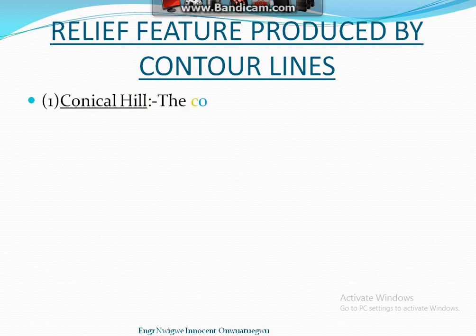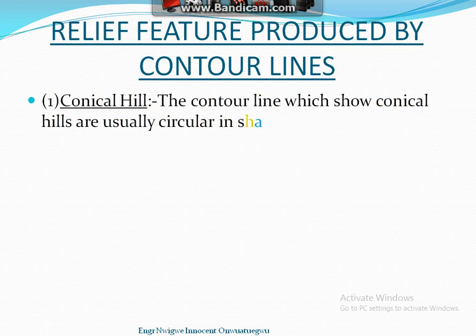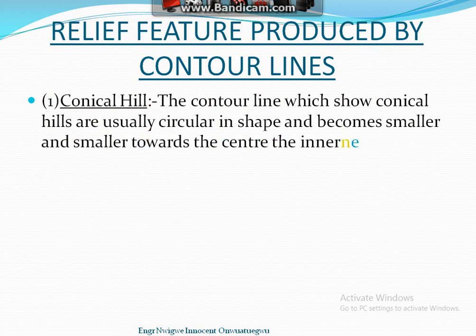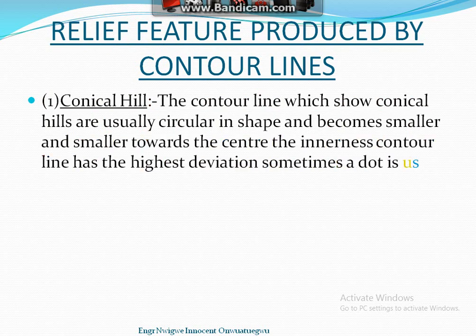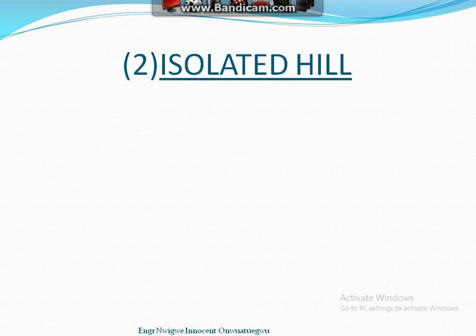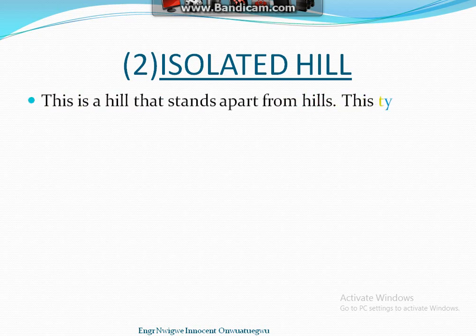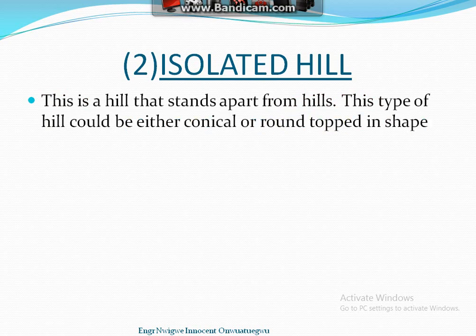1. Conical hill. The contour line which shows a conical hill is usually circular in shape and becomes smaller and smaller towards the center; the inner contour line has the highest elevation. Sometimes a dot is used to mark a conical peak. 2. Isolated hill. This is a hill that stands apart from other hills. This type of hill could be either conical or round-topped in shape.